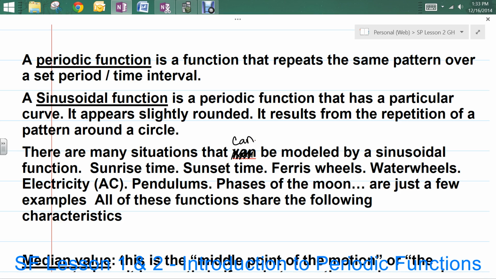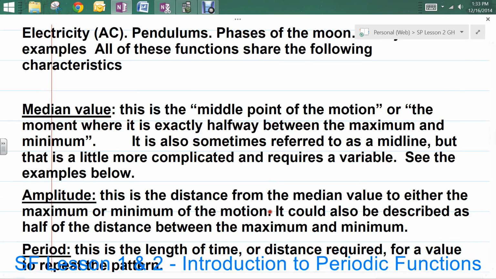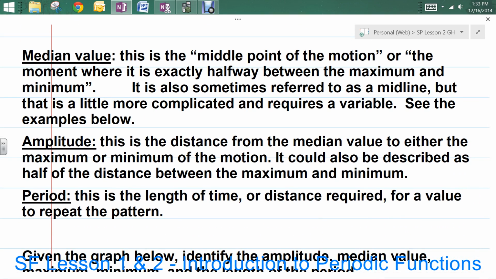All sorts of things. The thing about any sinusoidal function is it has these 3 things: a median value, an amplitude, and a period. The median is exactly halfway between the max and the min. The amplitude is the distance from the median to the top or the median to the bottom. The middle to the max or the middle to the min. It's always the same. If you've done the median right, you've got the amplitude. It'll always be the same.